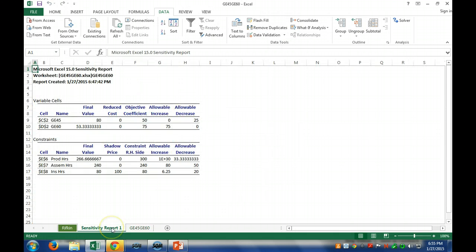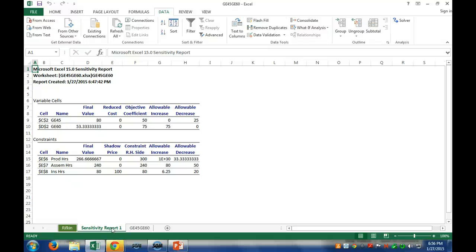What's the range of optimality for GE60? So right now we're charging $75 for them. What is the range of optimality interpreted based off of that sensitivity report? The allowable increase is 75 and the allowable decrease is 0. So what is the range? 75 to 150. Very good.